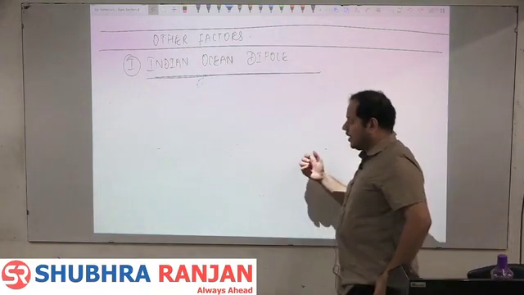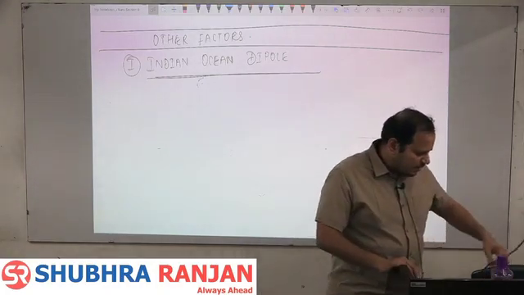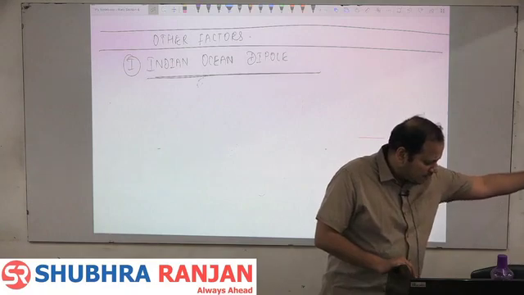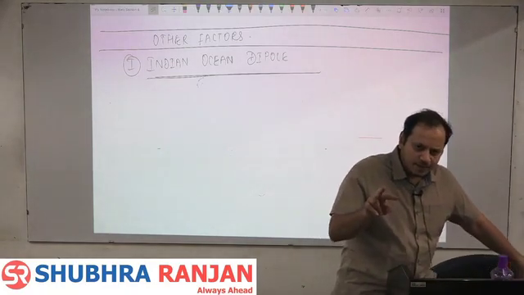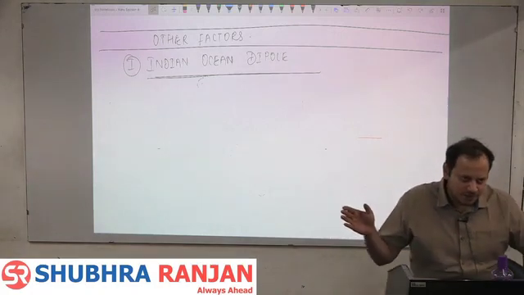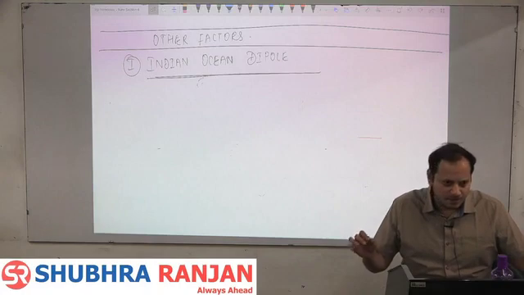So tell me in basics, at least for GS, whatever you remember — if you remember the GS part, you will be able to write it in the optional. So what is the Indian Ocean dipole? The temperature difference between the two poles of the Indian Ocean. Related to El Nino, La Nina? No, independent of El Nino, La Nina.